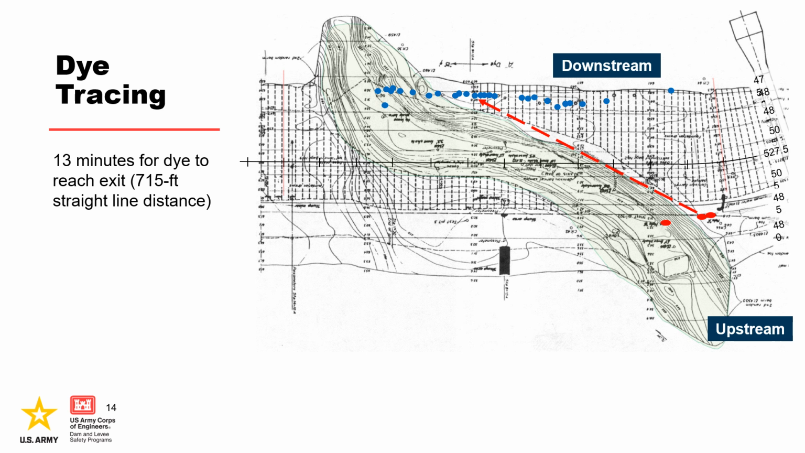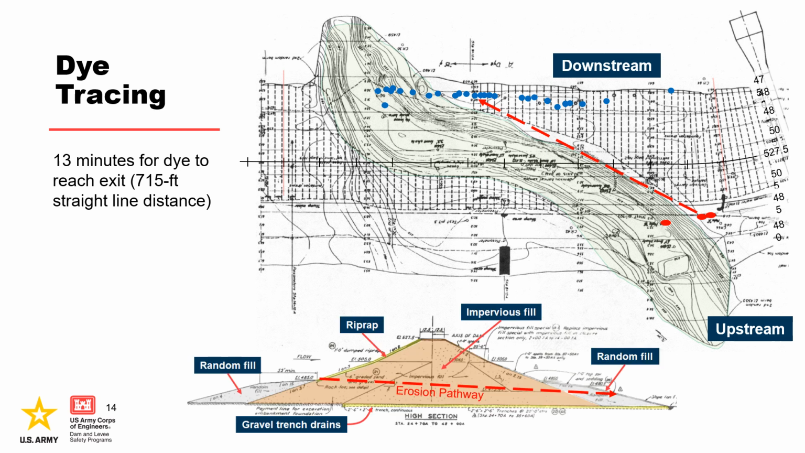This is a plan view of the area around the old Poteau riverbed where the closure section was placed. The outlet works is located to the right of the old riverbed. The blue dots are located at the downstream leakage exit locations, and the red dots are located at the upstream entrances. It took 13 minutes for tracing dye placed at the upstream entrance locations to emerge from the leakage exits, located 715 feet downstream. That is just under 1 foot per second.